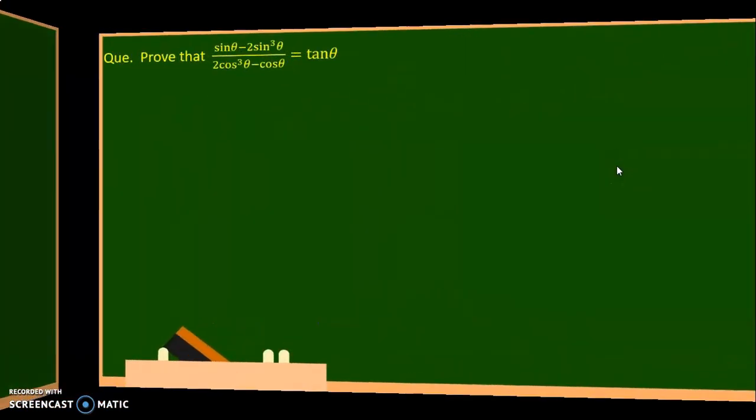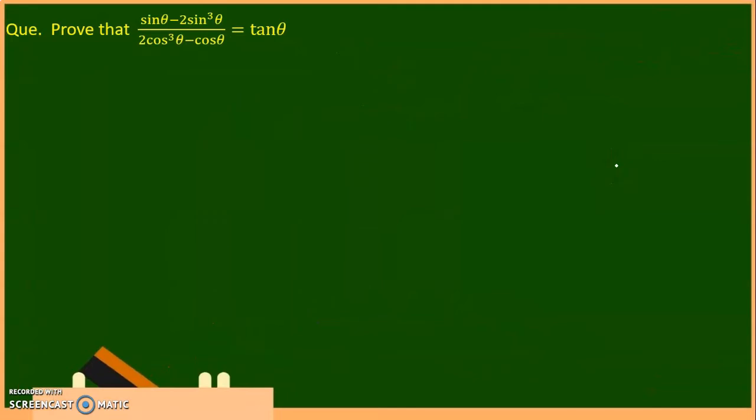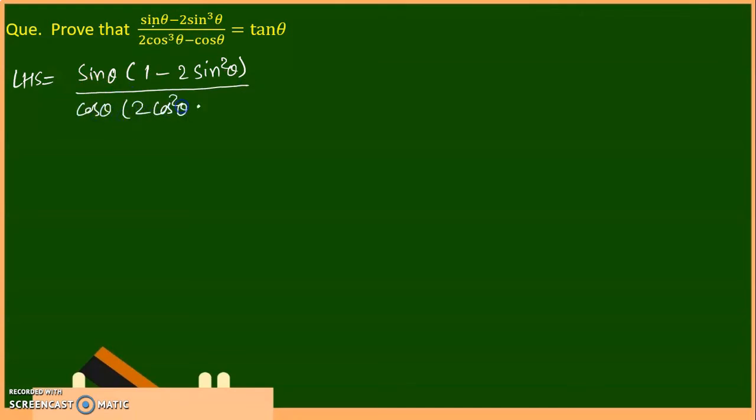See the next question. Prove that (sin theta minus 2 sin cube theta) upon (2 cos cube theta minus cos theta) is equal to tan theta. So if you consider the left hand side, clearly if you take sin theta common, here we will have 1 minus 2 sin square theta, and in the denominator if you take cos theta common, we have 2 cos square theta minus 1.